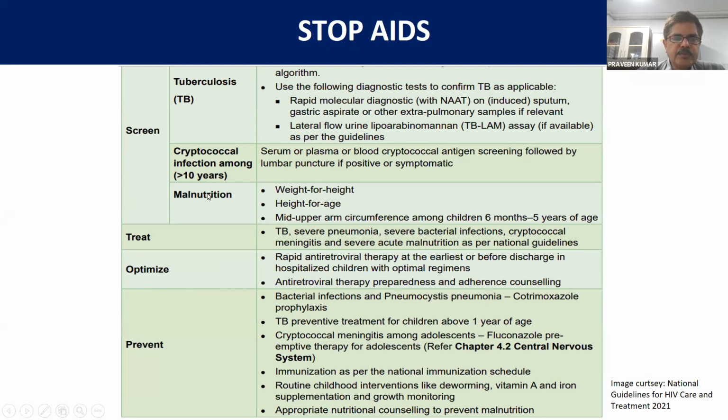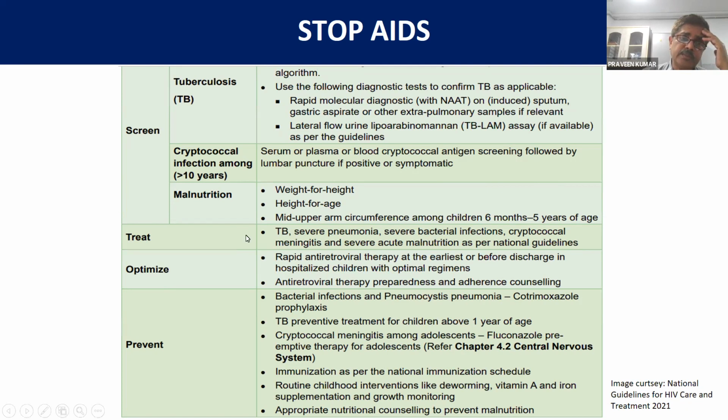Then cryptococcal infection, particularly more than 10 years, we have to do. Less than 10 years, I will discuss when we have to do it. For malnutrition identification, we use height for age to identify stunting, weight for height for wasting and severe wasting, and then mid upper arm circumference among children 6 months to 5 years. Also, this is one of the criteria which we can use.